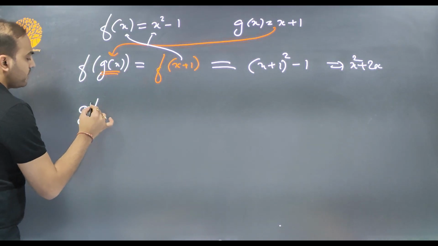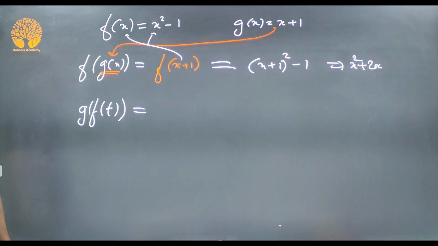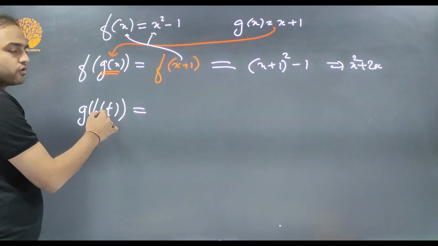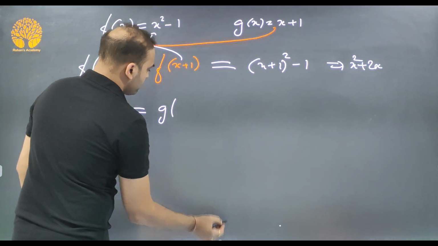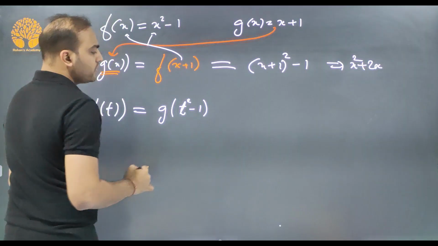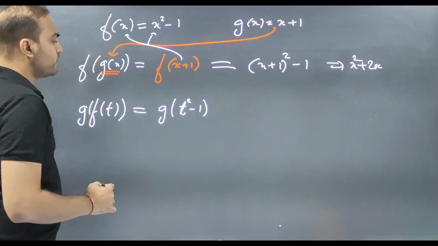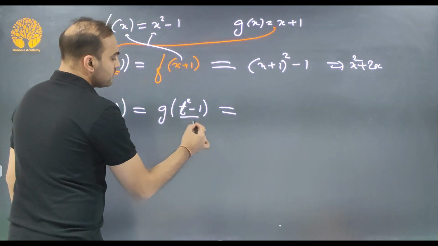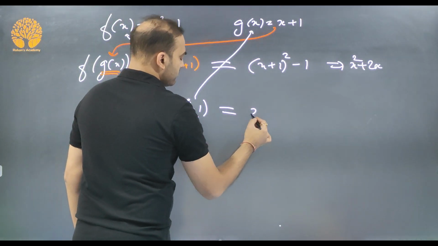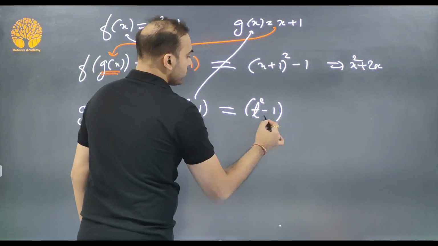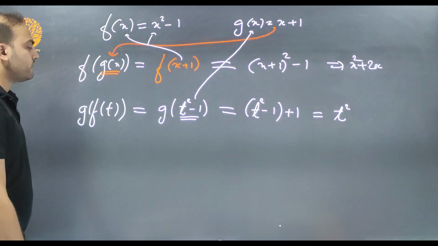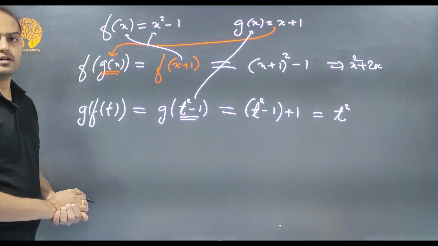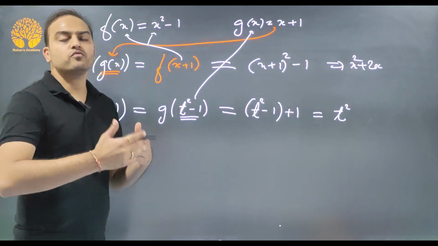Let's try g of f of t. We solve inside out. First we solve for f of t. f of t is t square minus 1. Now g of t square minus 1, this I will substitute here. So that is t square minus 1 plus 1, which is t square. So I hope you understand how function of a function works.